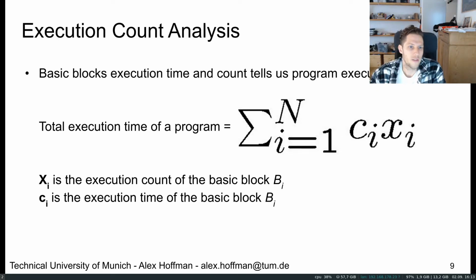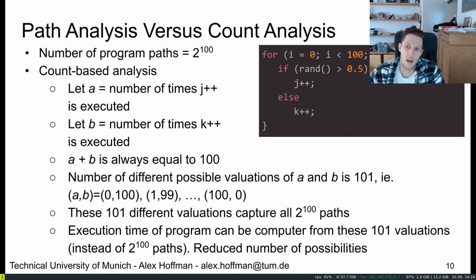So now that we have an equation for how we would calculate the program's execution time, we should quickly compare it to the original problem that we had, where we had this 2 to the power of 100 possible execution paths, which is just not possible to calculate them all. But if we reduce things into basic blocks and look at the execution counts, then we can see, for instance, from the same chunk of code, we can reduce it quite significantly in its complexity. So originally we had the number of program paths as 2 to the 100.